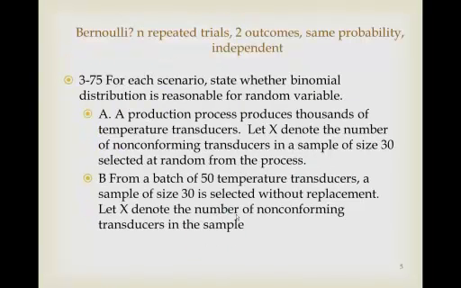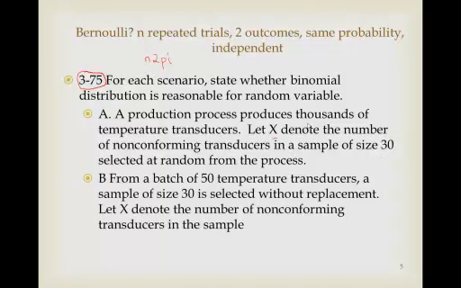So let's look at problem 3-75 in your book. First thing, it asks, for each scenario, state whether the binomial distribution is reasonable for each random variable. So we really are asking, does Bernoulli live or die? Is Bernoulli present in this situation or not? So first off, a production process produces thousands of temperature transducers. Let x denote the number of non-conforming transducers in a sample of size 30 selected at random from the process.